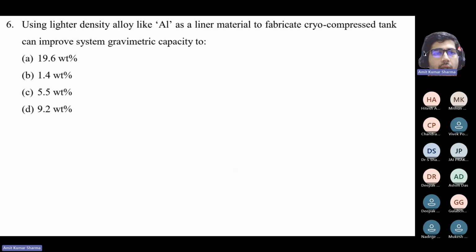Using a lighter density alloy like aluminum as a liner material to fabricate a cryo-compressed tank can improve system gravimetric capacity too.